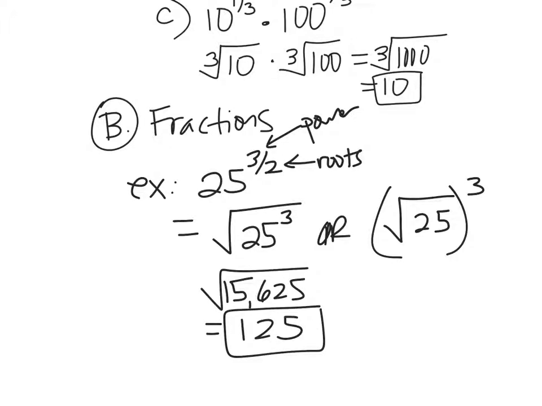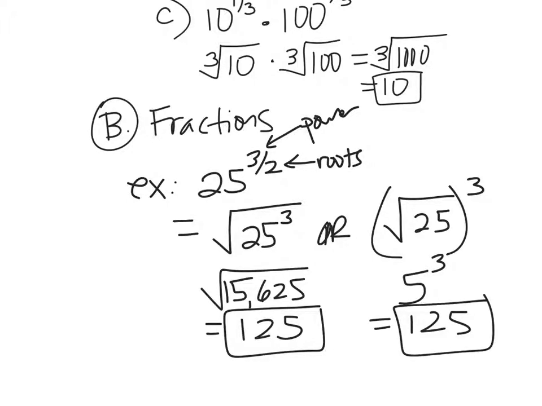Or a better way, which you don't even need your calculator, is to take the square root of 25, which is what? 5. And 5 to the 3rd is? Oh, isn't that so much better? 2 ways to do it, okay? Either way's right. It doesn't matter.